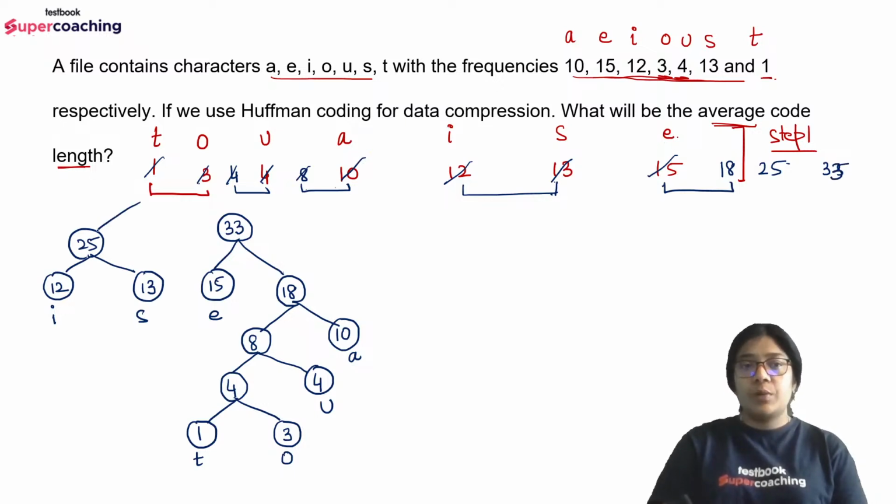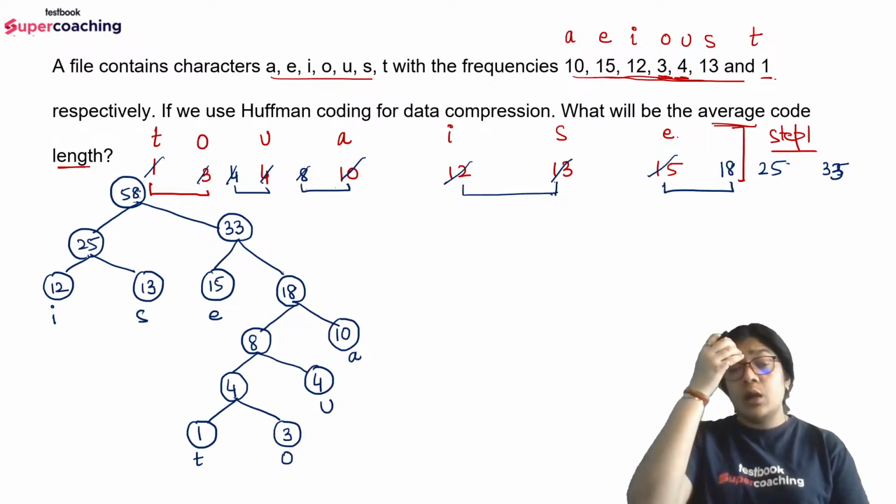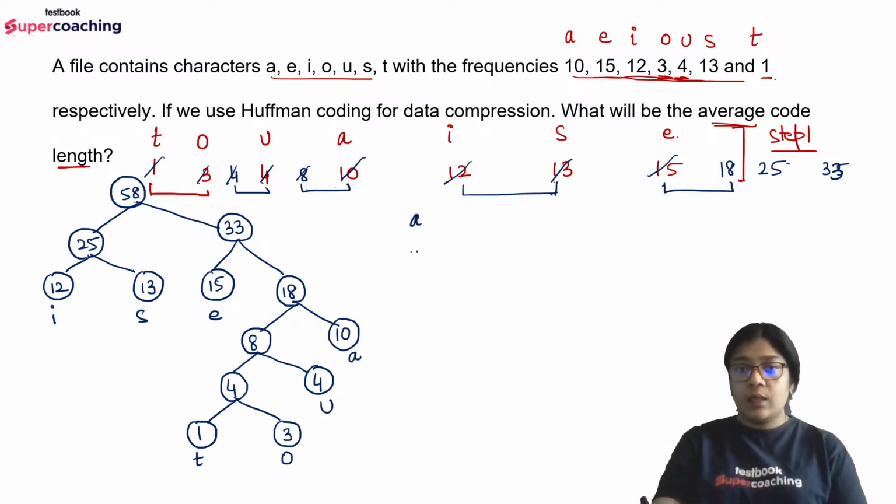Take the next two minimums. So ultimately the total comes out to be 25 plus 33 is 58. So the total frequencies that were given, that was 58. So we got 58 at the root node. Now we have to find how many bits are needed. Let me write here A E I O U S T.